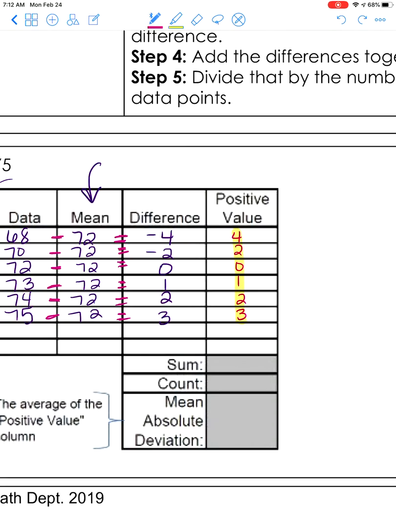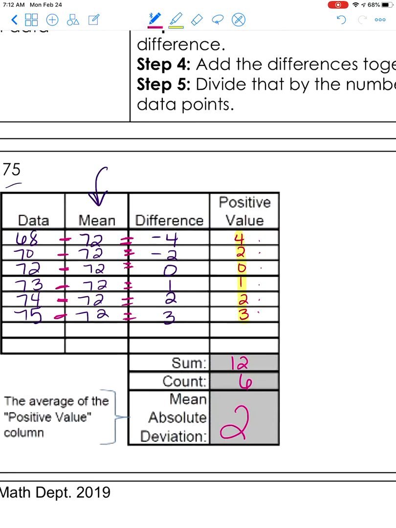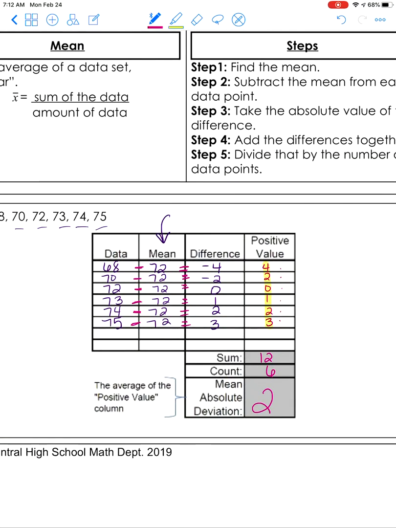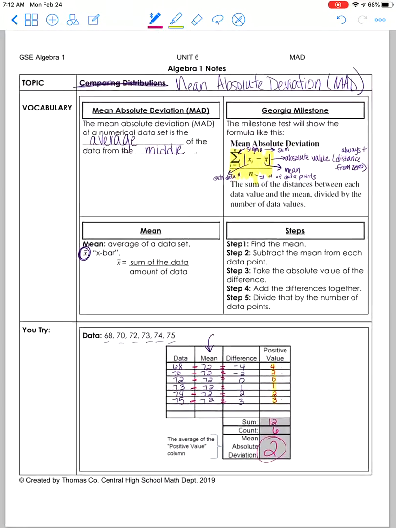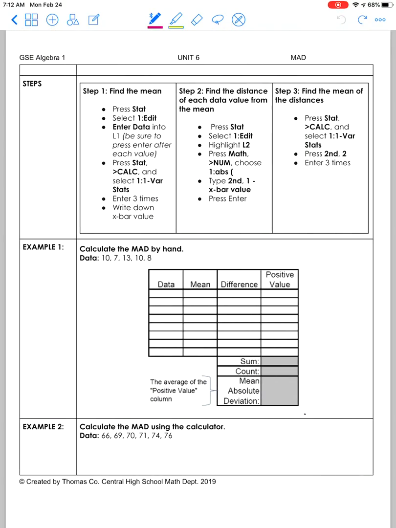Oh, let me change this off of highlighter. Okay, how many data points do we have again? We have 1, 2, 3, 4, 5, 6. It should be the same exact amount again. So if I divide this by 6, my mean absolute deviation would be 2. So that is the average of the positive value column, and there's my answer. All that work just to get a little answer of 2. It is possible to get answers that are decimals, but today we didn't get any decimals, okay?